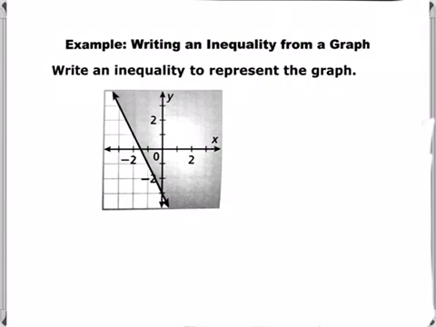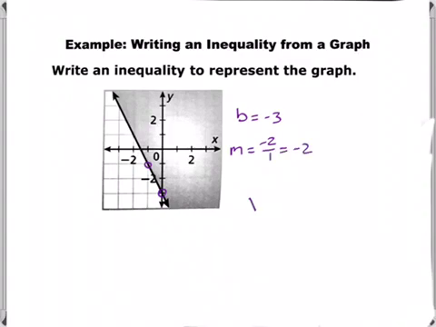We're going to do the same thing in this problem. So let's start by finding our intercept and our slope. Our intercept in this case is negative 3. Our slope is down 2, right 1, which is negative 2 over 1, which is just negative 2.